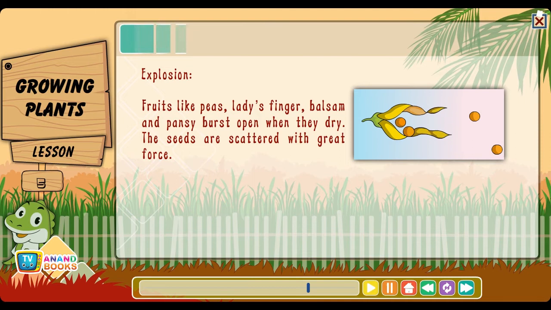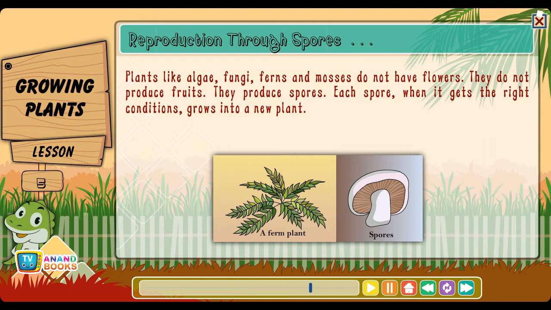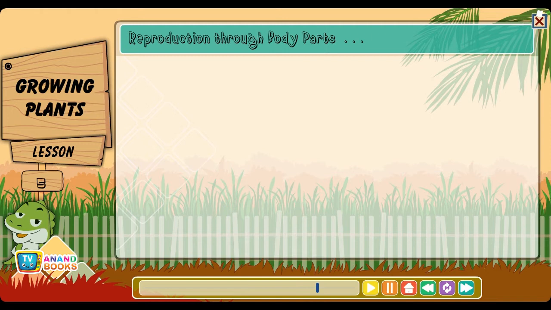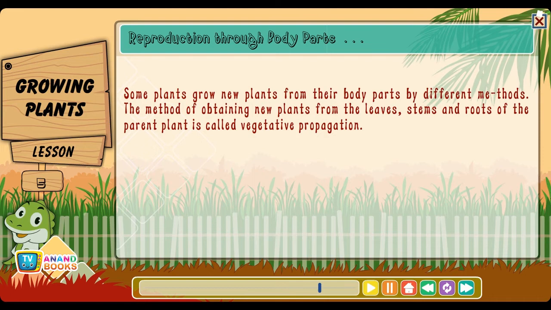Reproduction through spores. Plants like algae, fungi, ferns and mosses do not have flowers. They do not produce fruits. They produce spores. Each spore, when it gets the right conditions, grows into a new plant. Reproduction through body parts. Some plants grow new plants from their body parts by different methods. The method of obtaining new plants from the leaves, stems and roots of the parent plant is called vegetative propagation.